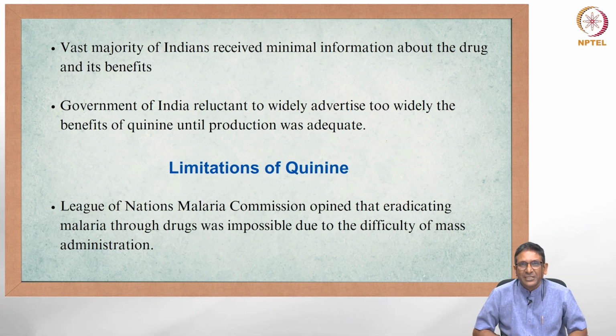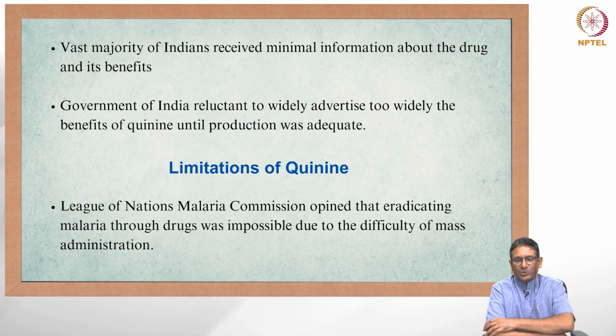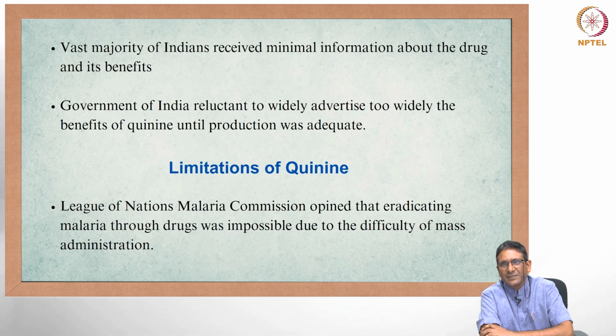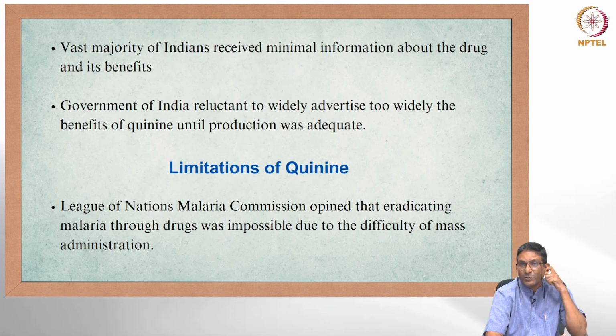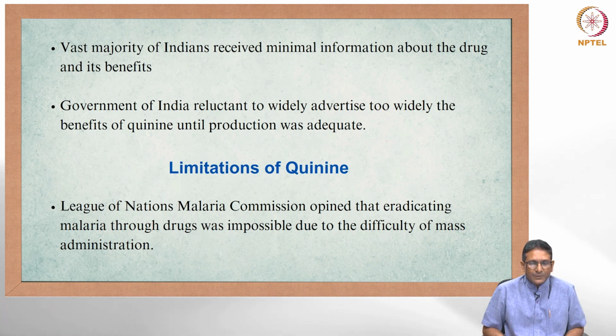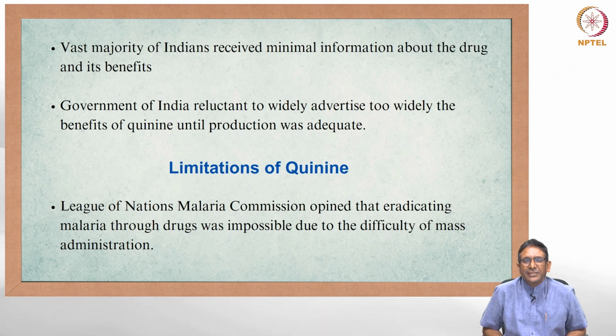That's because the government of India was reluctant to widely advertise quinine because of its concern about the availability. So at least until it was assured that quinine would be in reasonable supply, it didn't want to advertise that too much. And as in all measures, in this too, there were limitations and challenges.